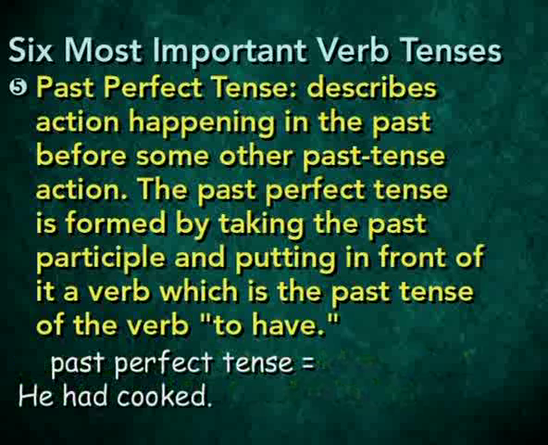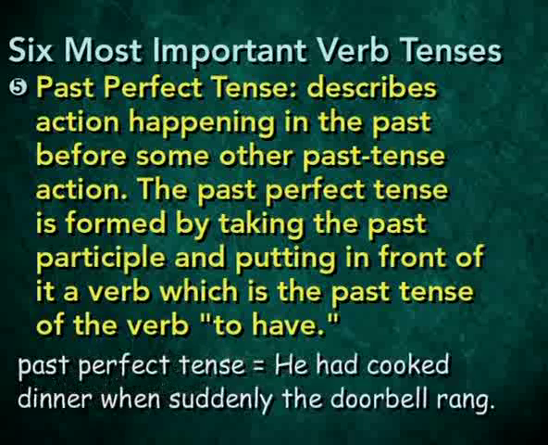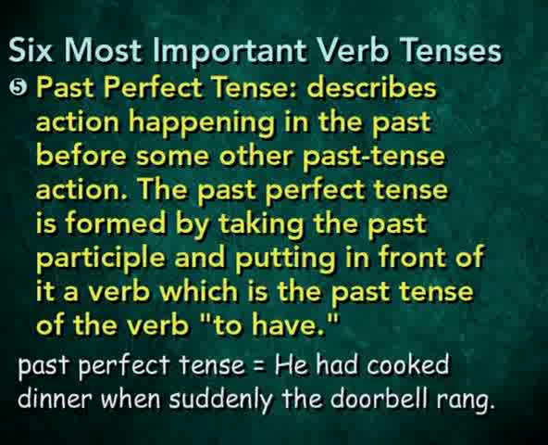Now remember, the past perfect tense is used for past actions occurring prior to other past actions. So, for example, we could use the words, he had cooked, in a sentence like this one. He had cooked dinner when suddenly the doorbell rang. Now notice what's happening in this sentence. We're told about two events that happened in the past, the ringing of the doorbell and the cooking of the dinner.